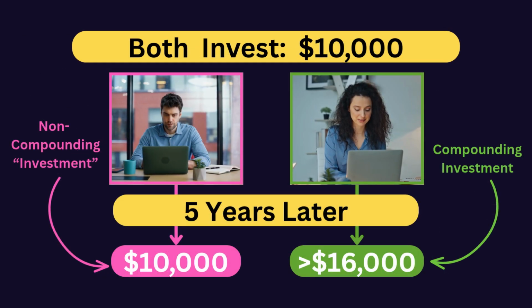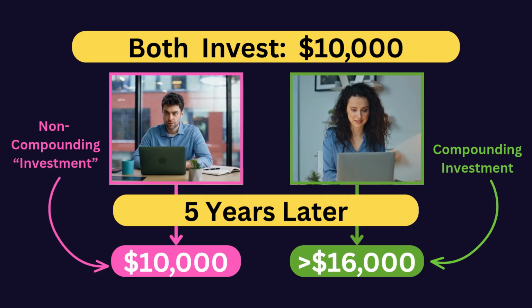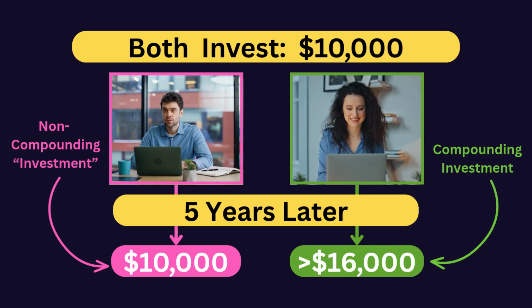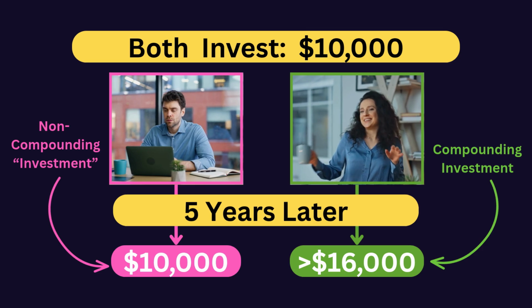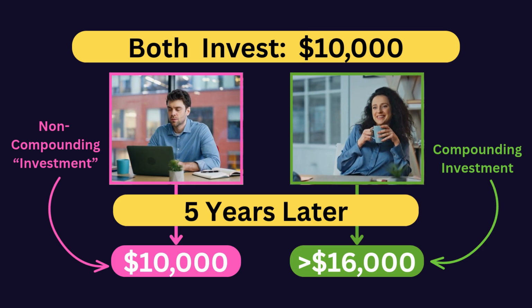Now think back to those two graduate students. The difference between $10,000 and $16,000 didn't come from luck or effort. It came from understanding how money grows over time and using that knowledge.